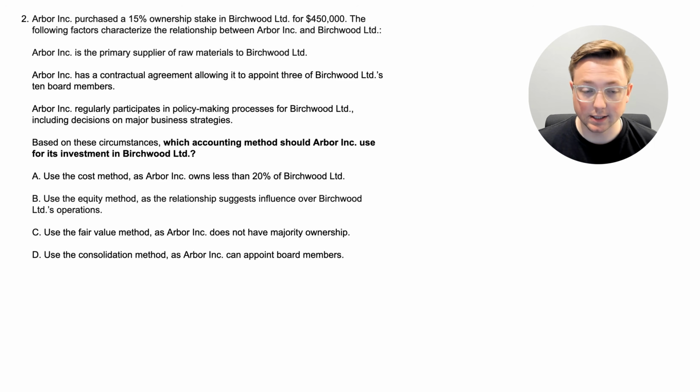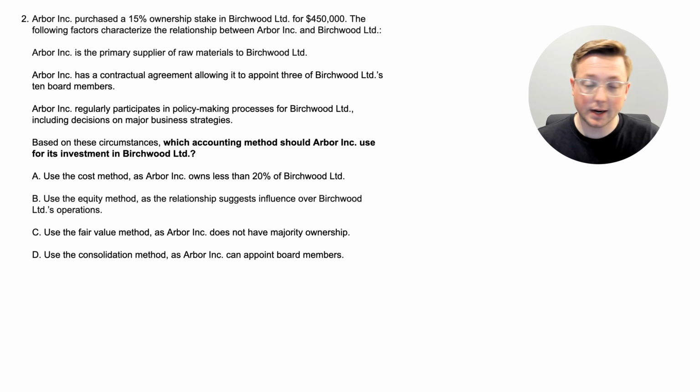and Birchwood Ltd. Arbor Inc. is the primary supplier of raw materials to Birchwood Ltd. Arbor Inc. has a contractual agreement allowing it to appoint 3 of Birchwood Ltd.'s 10 board members, so that's 30% of the board members. Arbor Inc. regularly participates in policymaking processes for Birchwood Ltd., including decisions on major business strategies.